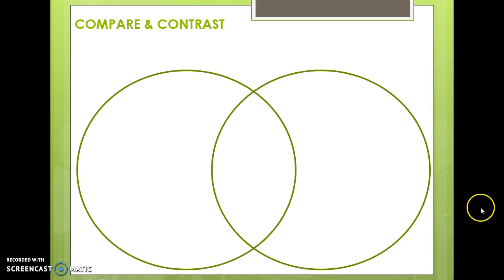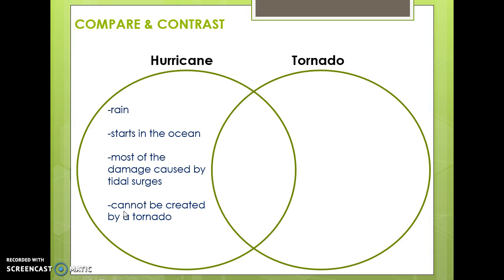This is compare and contrast structure, and you can use the Venn diagram to help organize the information. So you would create 2 overlapping circles. In one circle, we have hurricanes. For the other circle, we'd have tornadoes. In the part that isn't overlapping, we would talk about what's unique to hurricanes. Rain, they start in the ocean. Most of the damage caused by tidal surges, it cannot be created by a tornado.